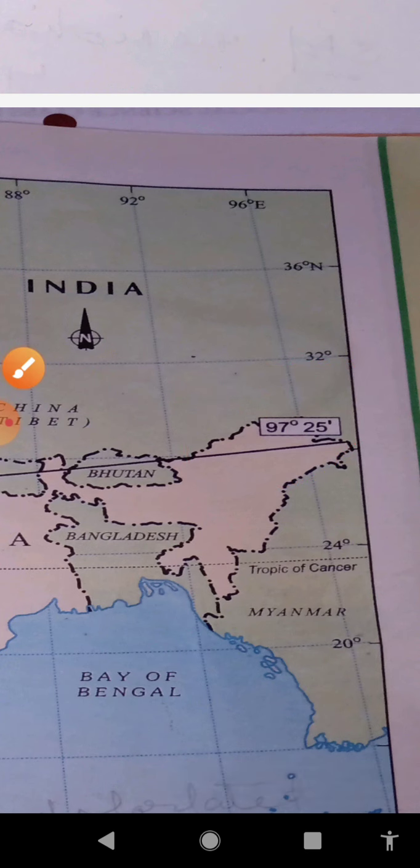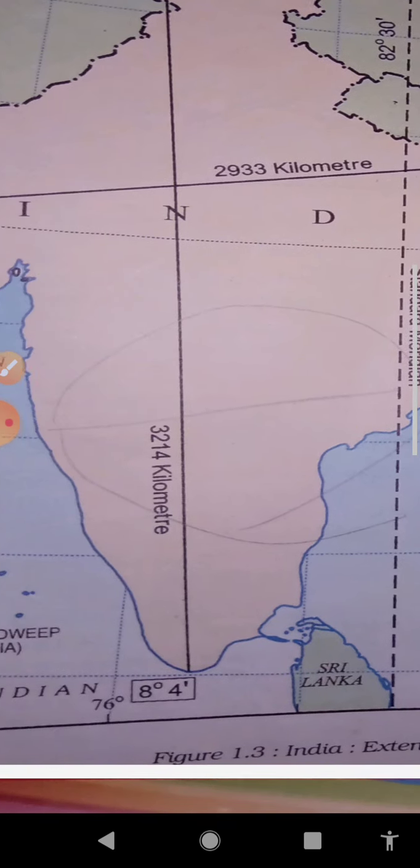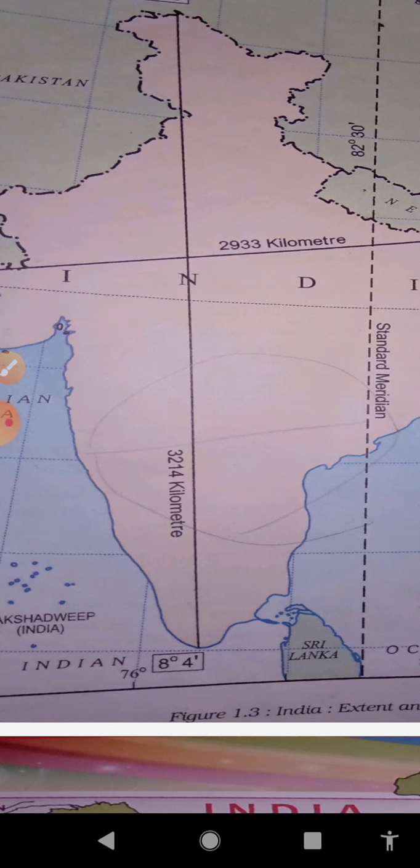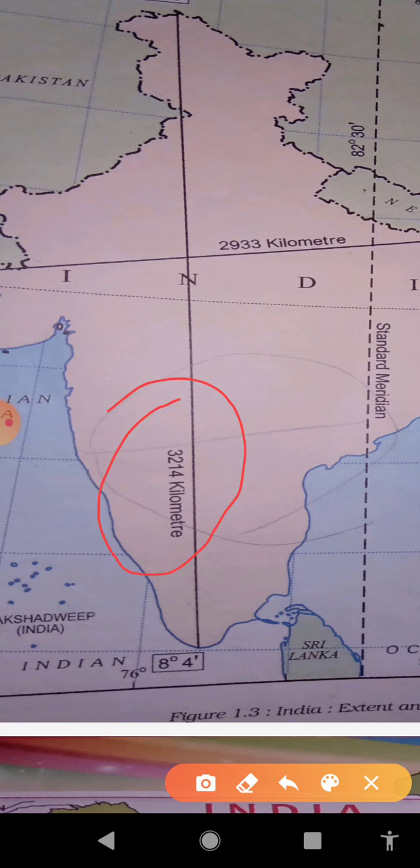And with regard to the north-south and east-west extent of our country in terms of kilometers, you can see here that the north-south extent is about 3214 kilometers. And the east-west extent of our country is only about 2933 kilometers. So from this topic one question is important.